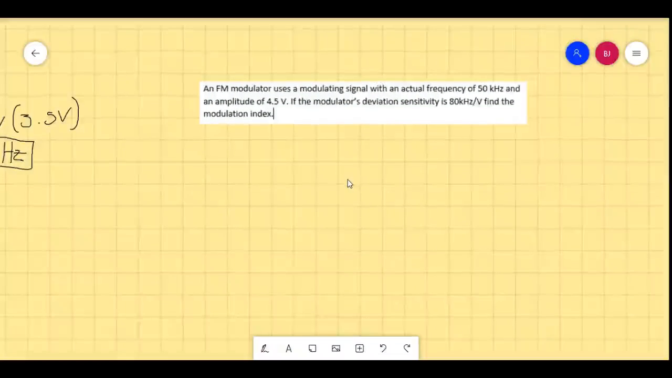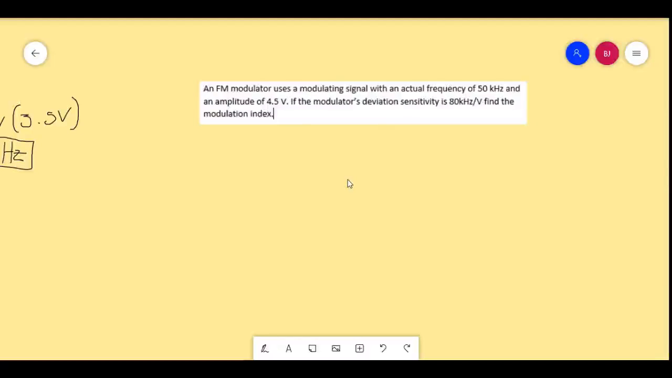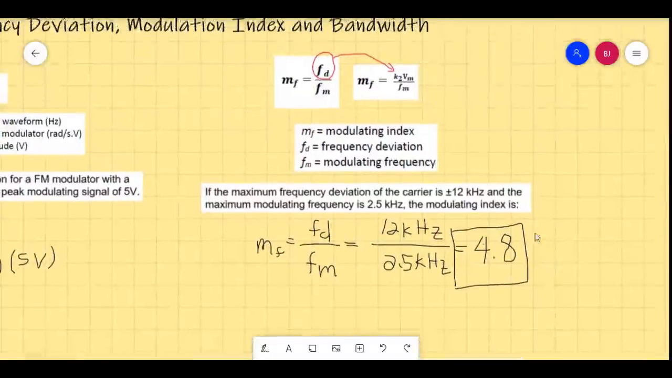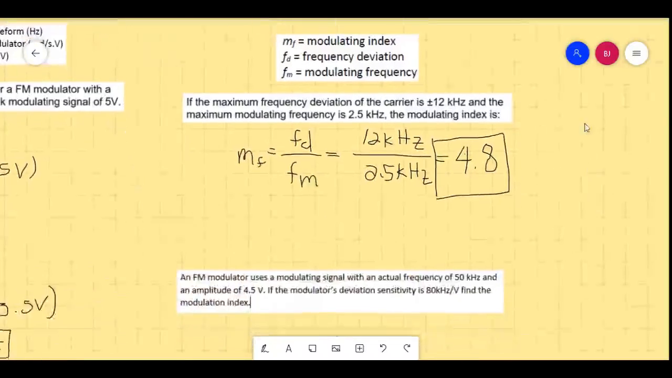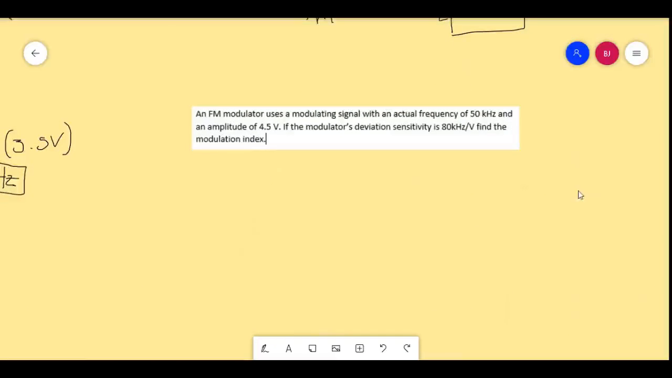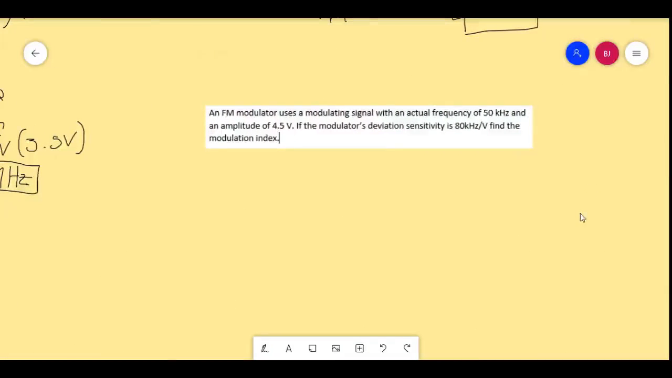Let's look at the second problem here. This time around, the frequency deviation is not explicitly stated, but the deviation sensitivity and the amplitude of the modulating signal are given. So that means, using our previous formula for maximum frequency deviation, we could just multiply the modulator's deviation sensitivity with the amplitude. But we have a modified formula here that allows us to do it directly. So we just put the K2Vm at the top and divide it by the frequency of the modulating signal.